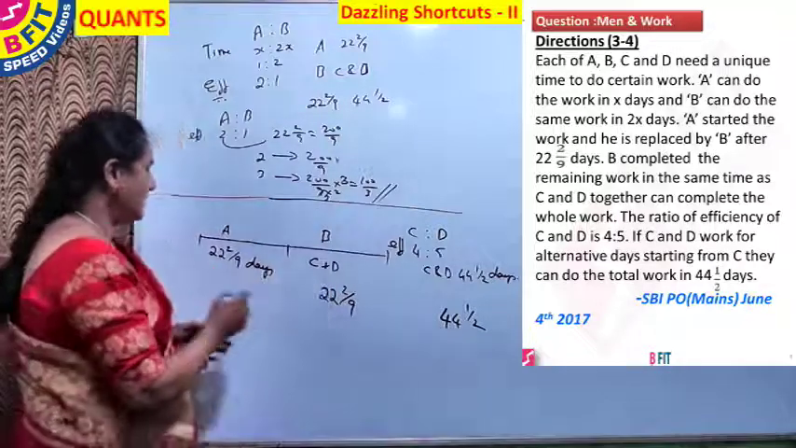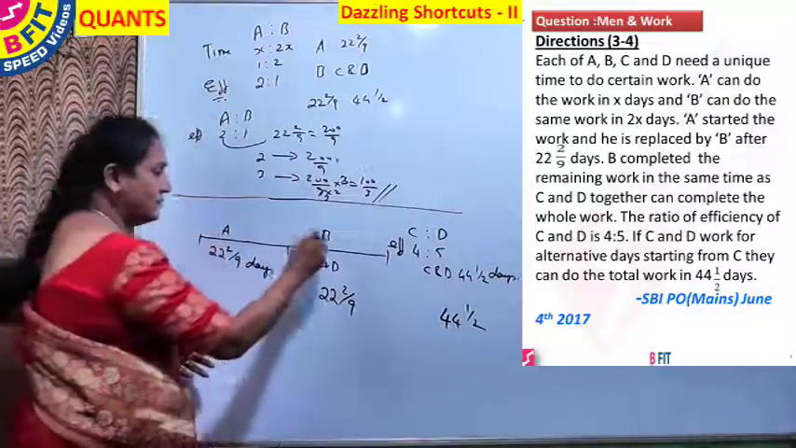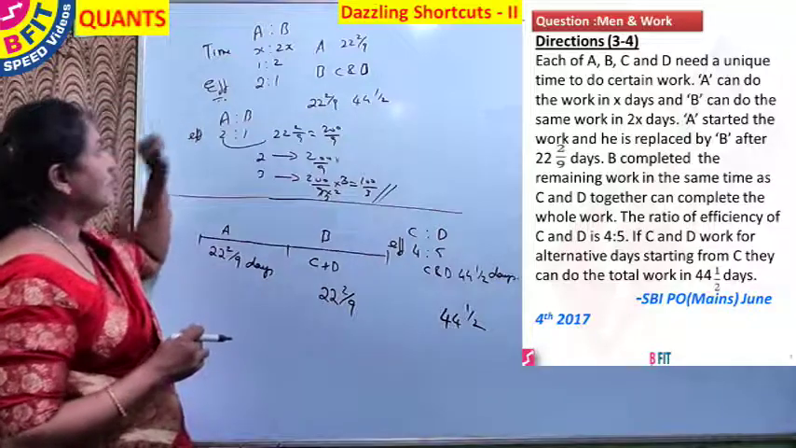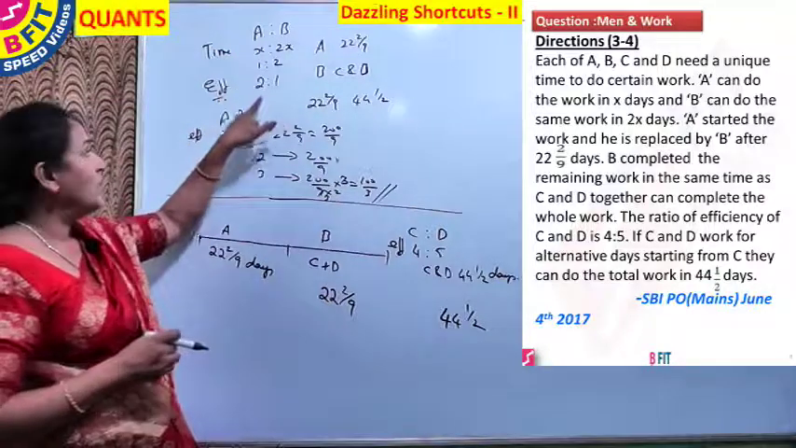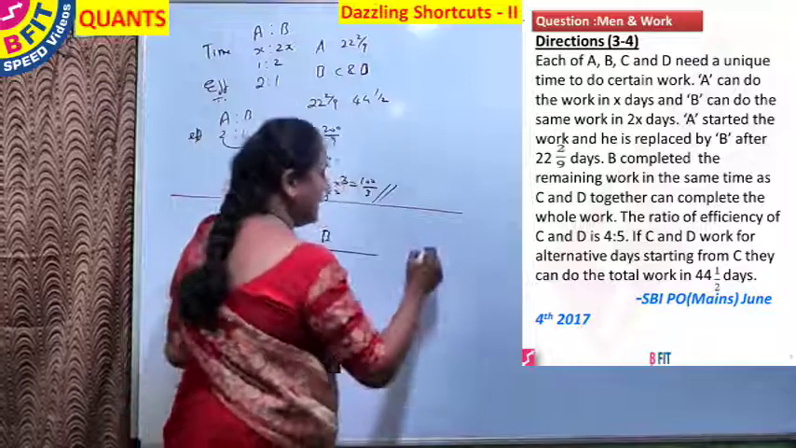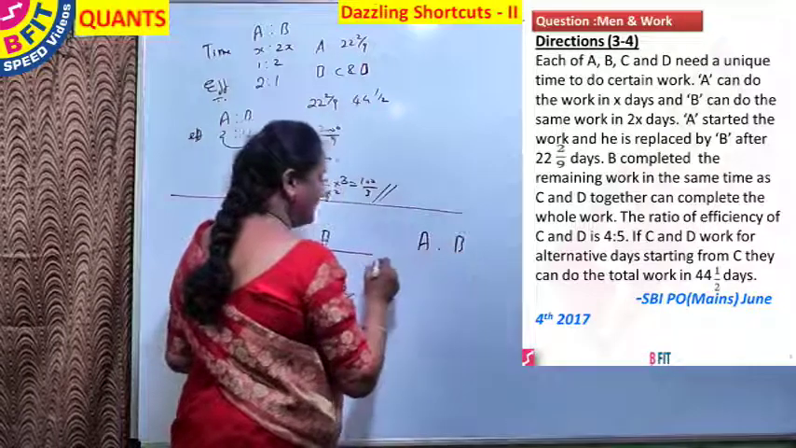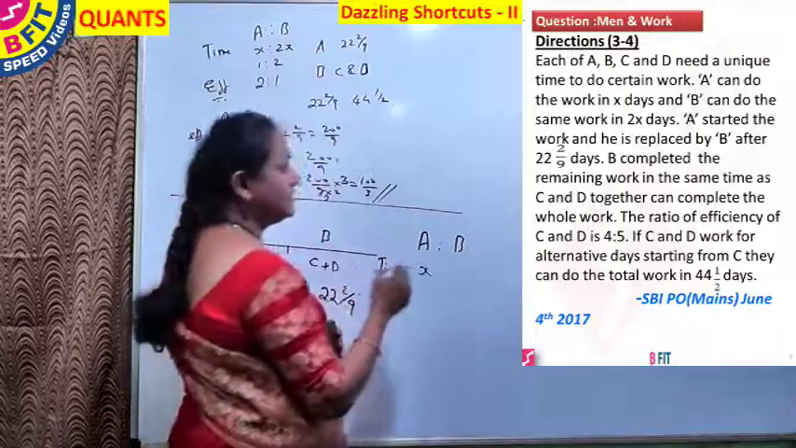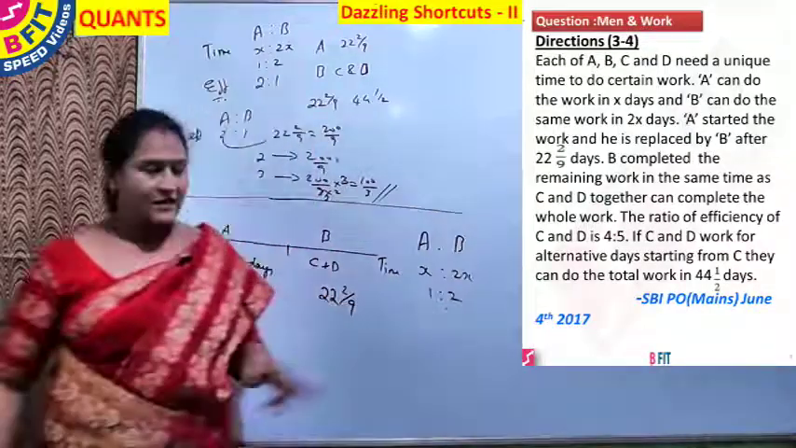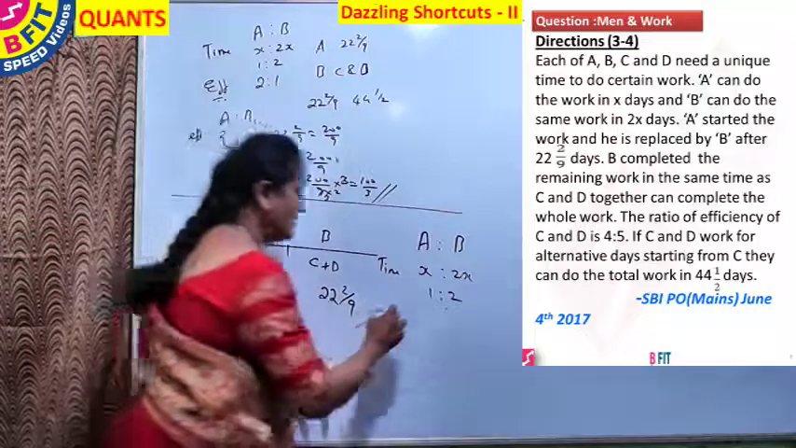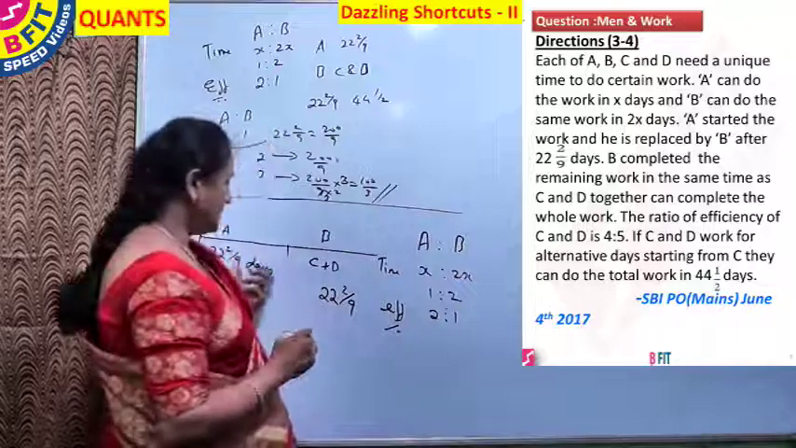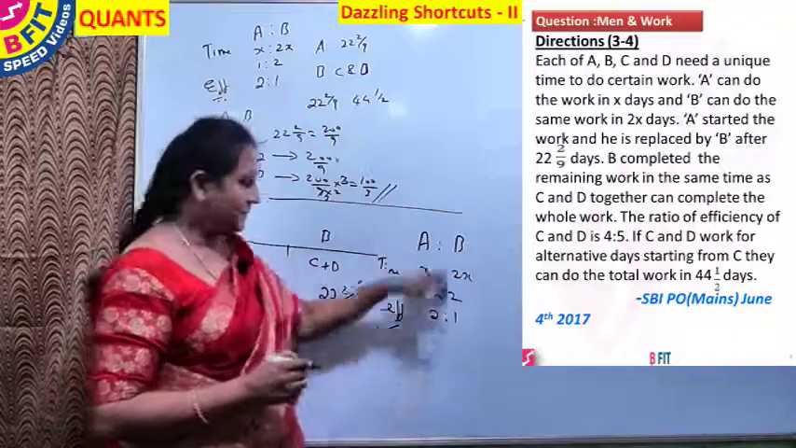So now when you check here, A has worked for 22 2 by 9, B also for 22 2 by 9. So in the same time, so we can see efficiency they have, so they have given time is 1:2, and we have got efficiency is 2:1. So from the data, we have the time taken by A is X days and B is 2X days. So which implies time taken by A is 1 part, time taken by B is 2 parts, and as time and efficiency vary inversely, 2:1. So in the same time, A had done 2 work, B had done 1 work.